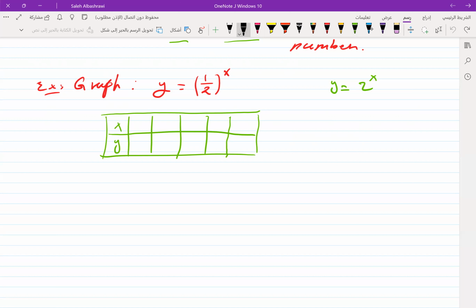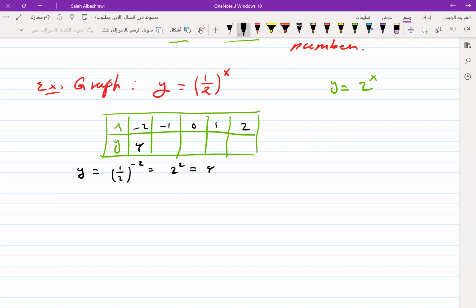So for x, we can choose any values, but usually we take positive and negative numbers. So it is -2, -1, 0, 1, and 2. Now x is my independent variable, but y is the dependent variable, which means that the value of y depends on the value of x. So if x equal to -2, then y is equal to 1/2 to power -2. This is 2 to power 2, which is equal to 4. So y equal to 4.